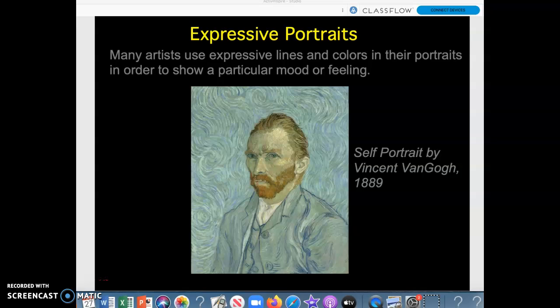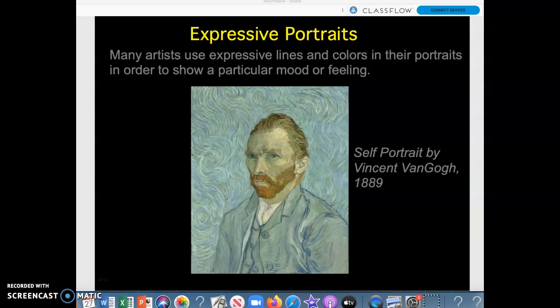Hello friends, today we are going to talk about expressive portraits. Many artists use expressive lines and colors in their portraits to show a particular mood or feeling. Sometimes the colors in the portrait or the way they draw the person's face might not be exactly how the person looks. It's based more on feeling, maybe the mood that the artist has or the mood that they want to show about the person being painted.